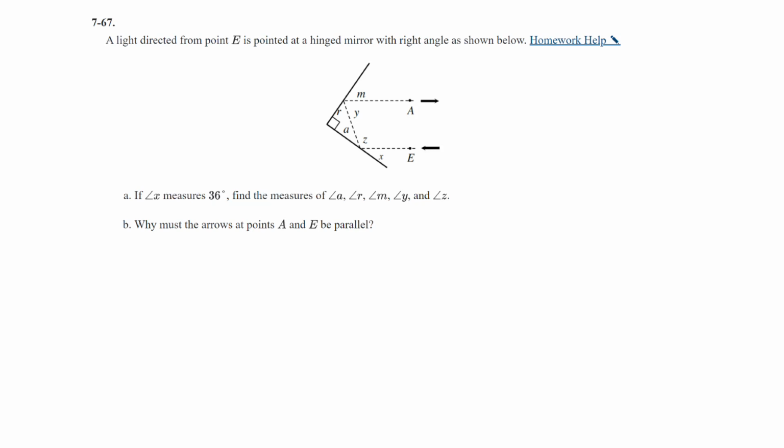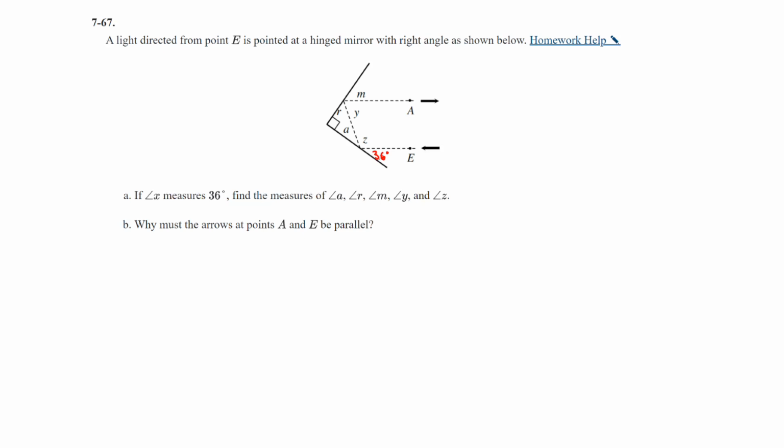Question 67. A light directed from point E is pointed at a hinge mirror with right angle as shown below. Part A. If x measures 36 degrees, find the measure of angle A, angle R, angle M, angle Y, and angle Z. Let's go ahead and mark angle X is 36 degrees.